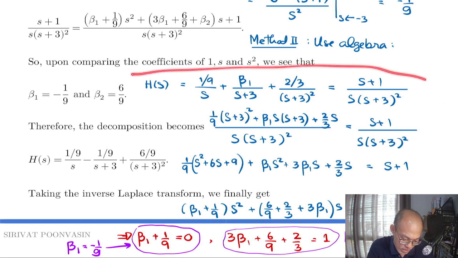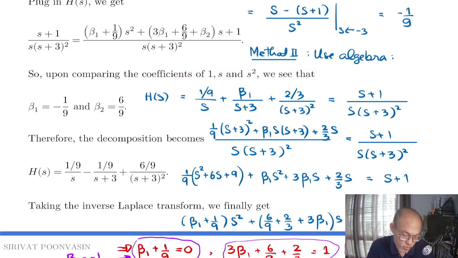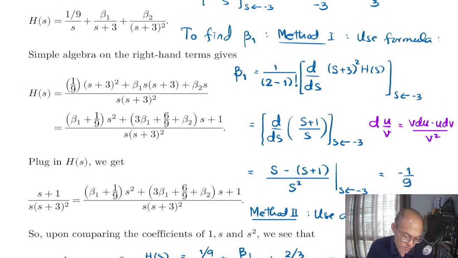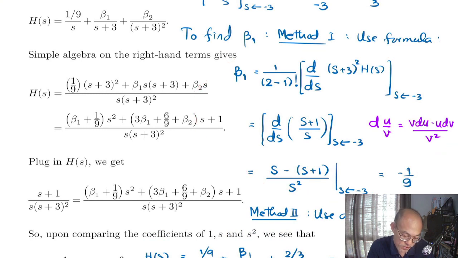Using the algebra is more complicated, but it's easier to manipulate because you don't have to differentiate anything. Just use the good old algebra. But if you use the formula, it is less complicated, but you have to do the differentiation. So it's up to you which method to use.